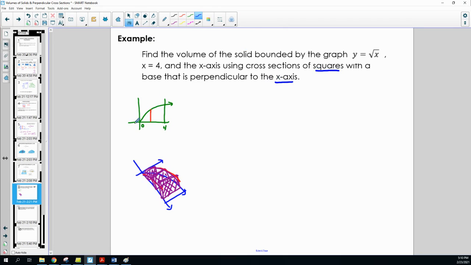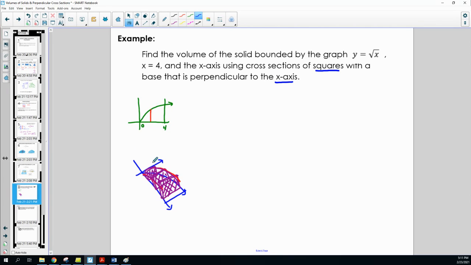So here's my two-dimensional drawing. y equals the square root of x is this function up here, and then x equals 4 is this line here. I'm making my cross sections perpendicular to the x-axis, so I'm going from top to bottom here.